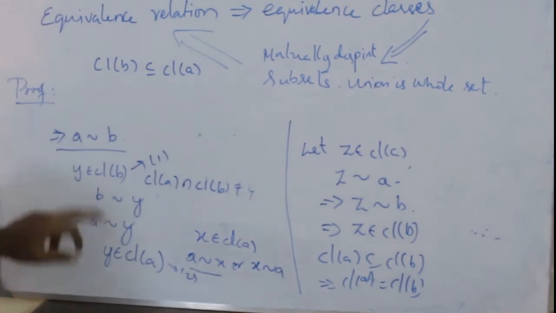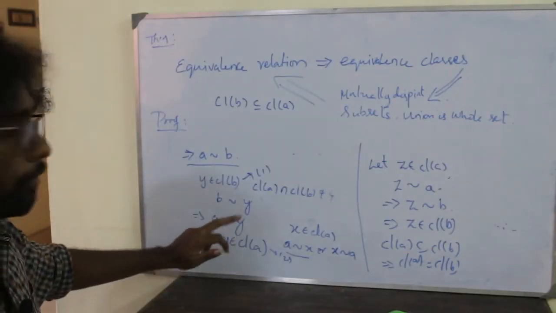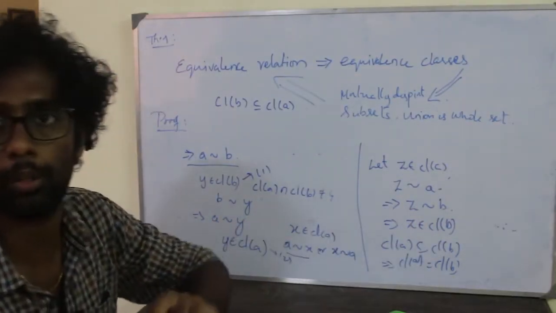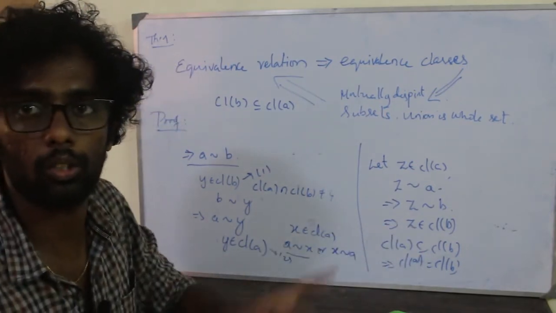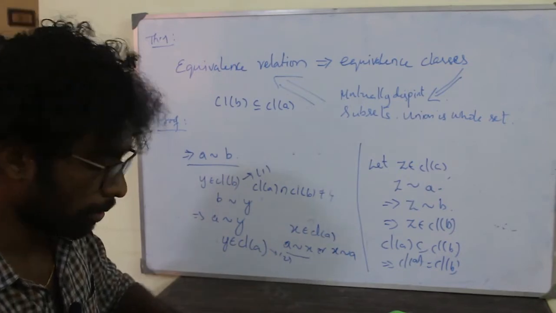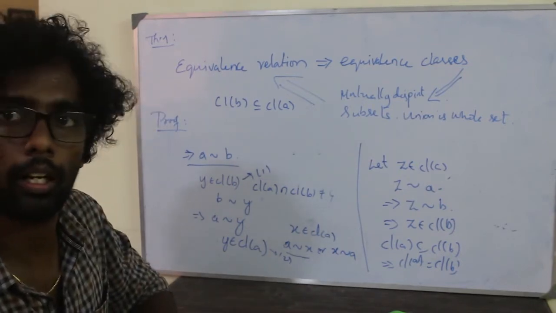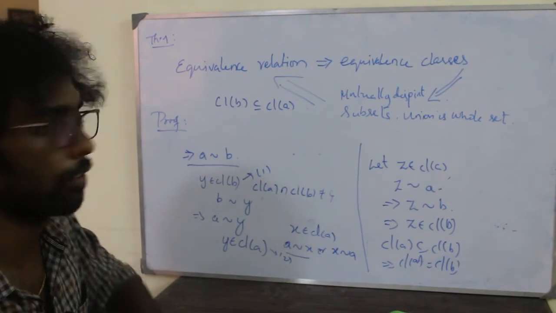Okay, here what did we prove? We proved that CL of B is a subset of CL of A. Here we proved that CL of A is a subset of CL of B. Therefore, combining both, we get that they are equal. I already taught you this analogy. So the first part of the proof, I have proved it.